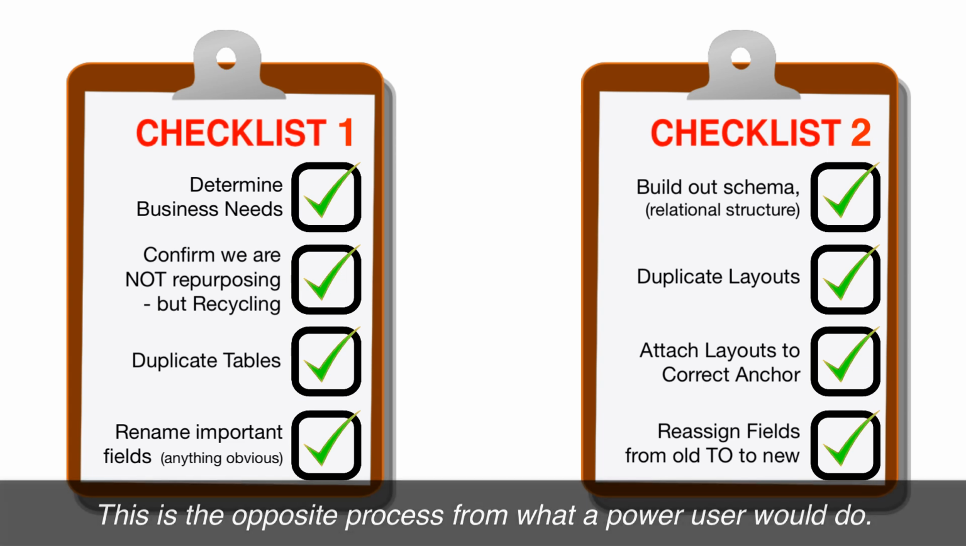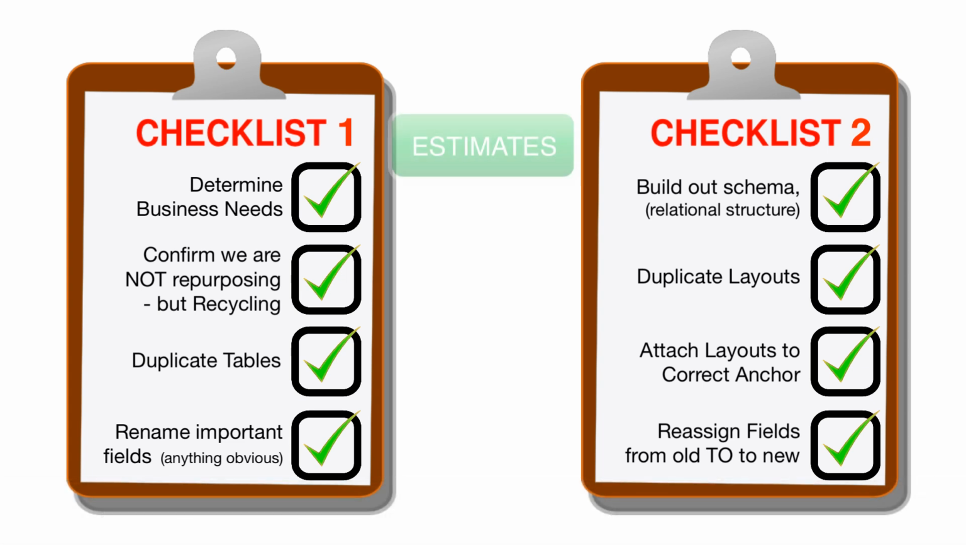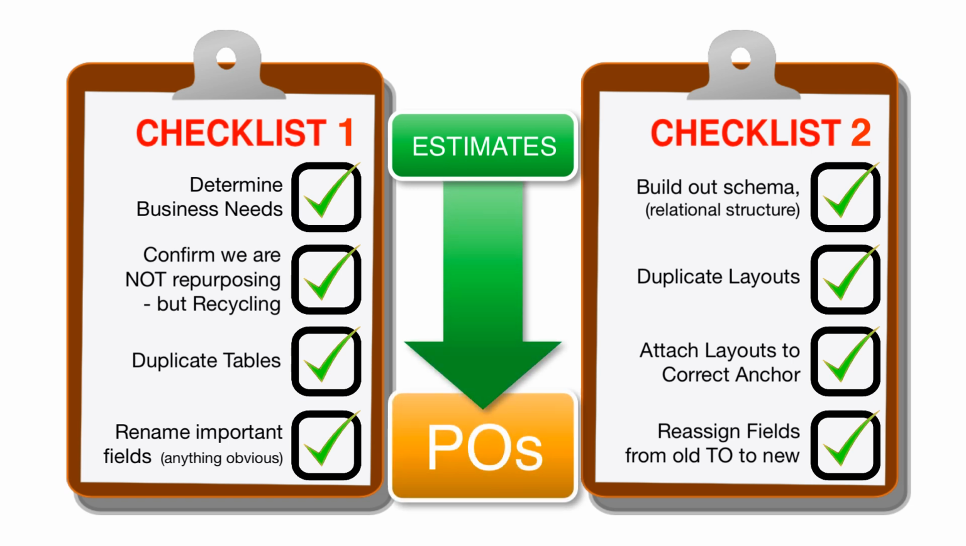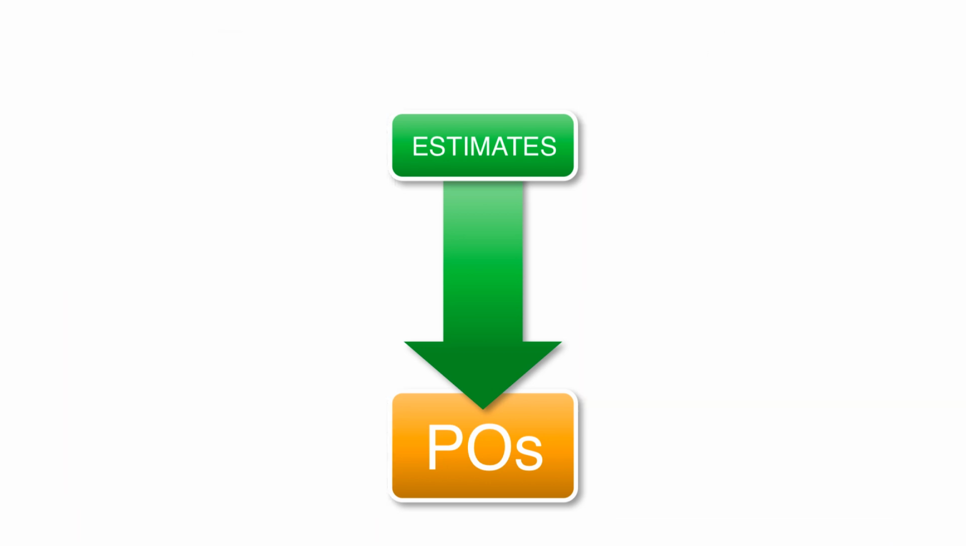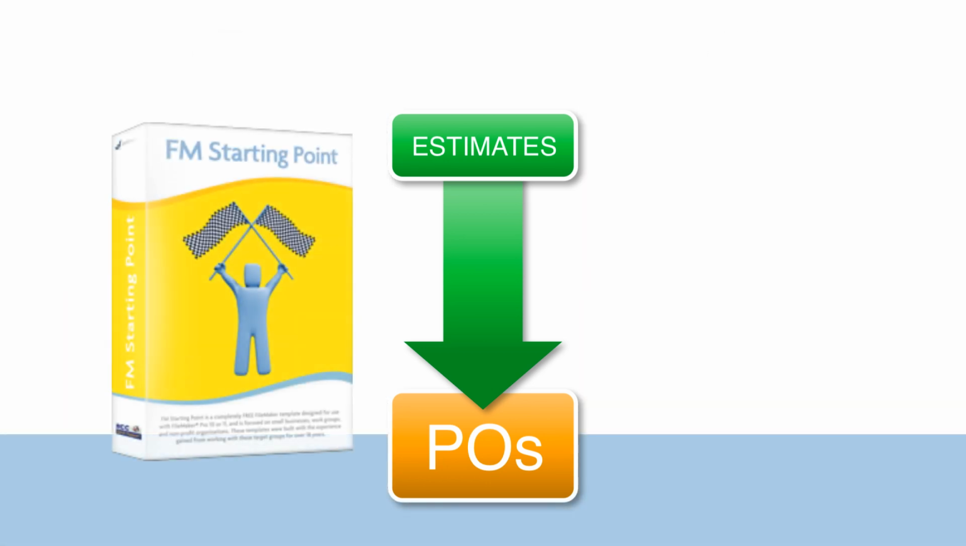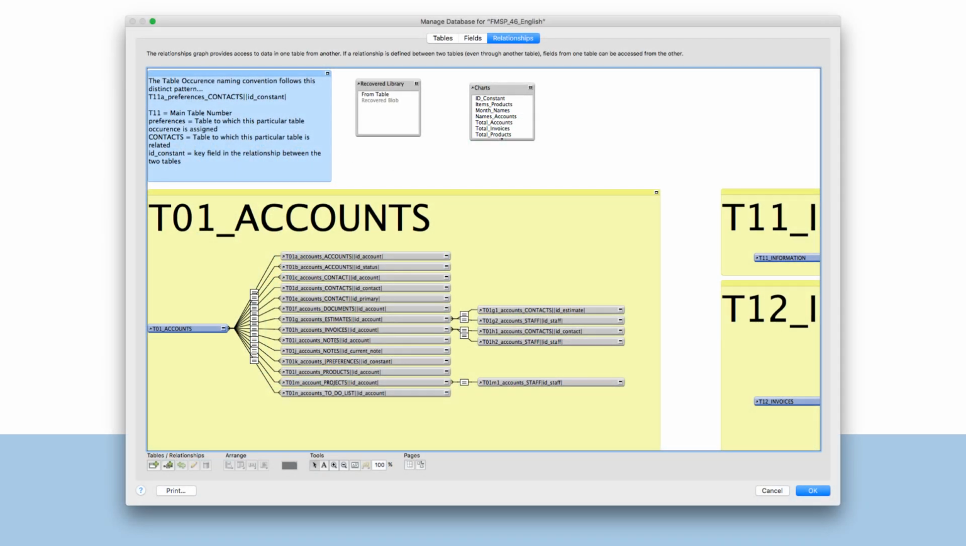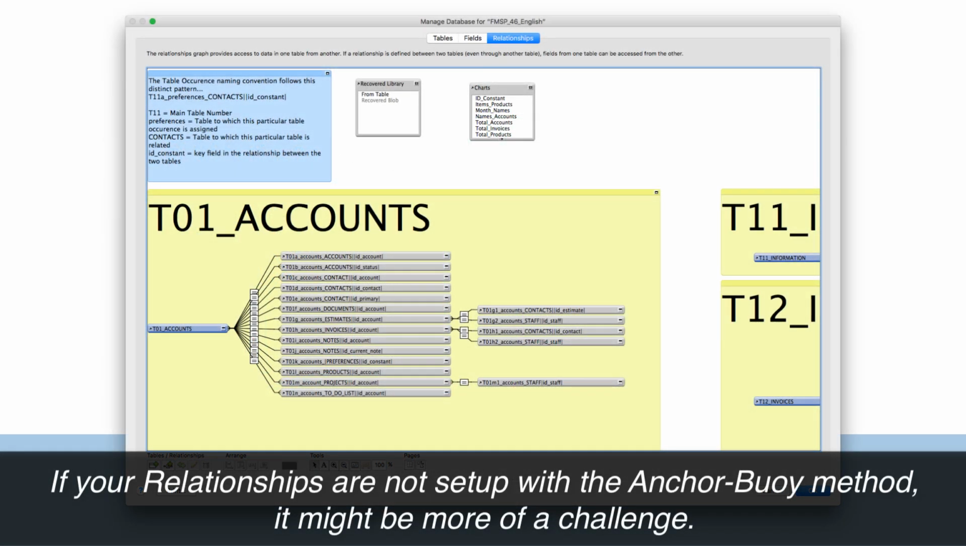However, in this case, we knew from the outset that we wanted to recycle the estimates module. And because of that, we kind of built everything backwards, if that makes sense. So hopefully that gives you an idea how to duplicate a module in FM Starting Point, or maybe how to duplicate a module in some other database. Once again, understand that if you're using Anchor Buoy, that makes it real simple. If whoever built that database didn't use Anchor Buoy, then that might prove to be more of a challenge to find the necessary schema and to duplicate them and then adjust them appropriately.